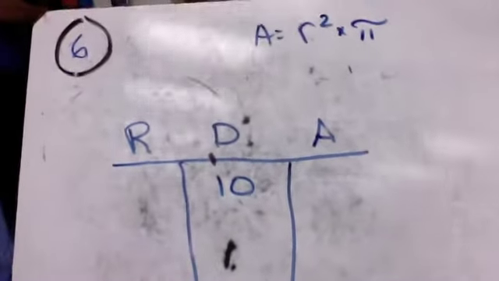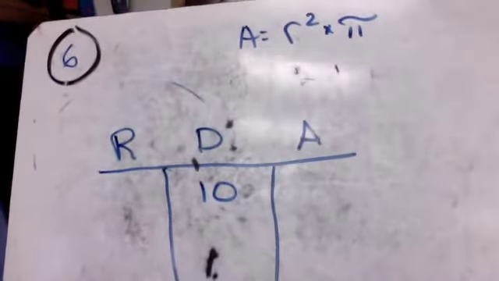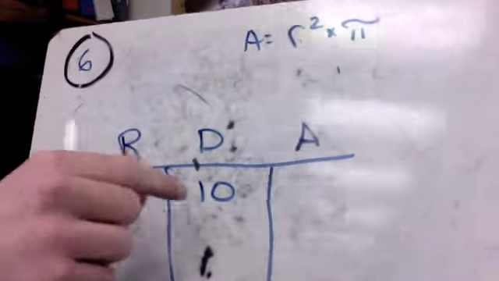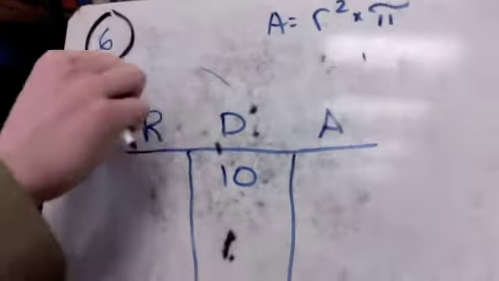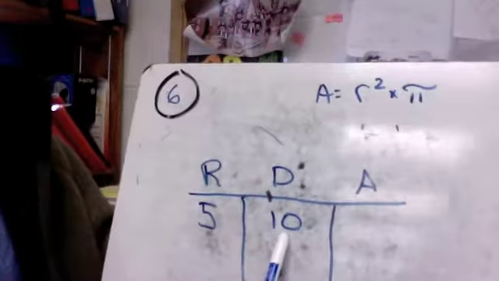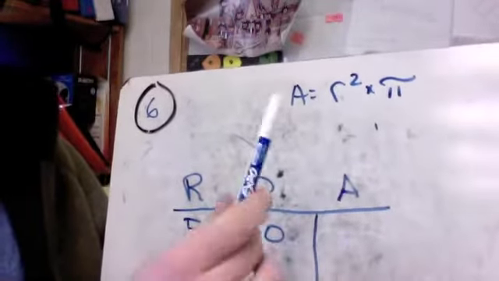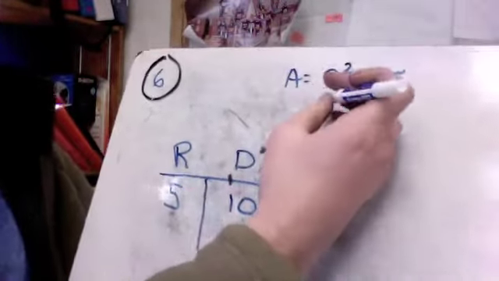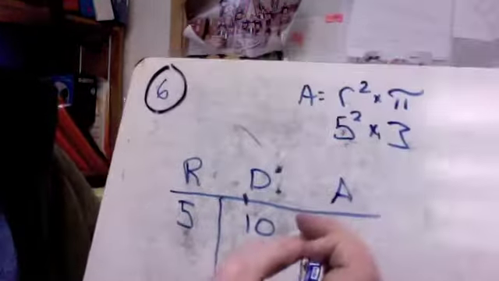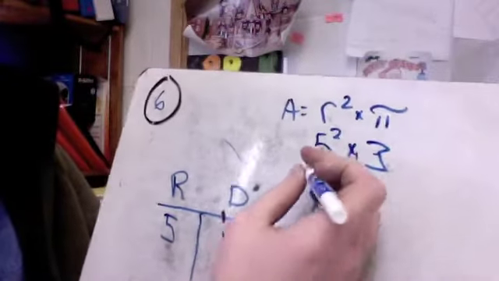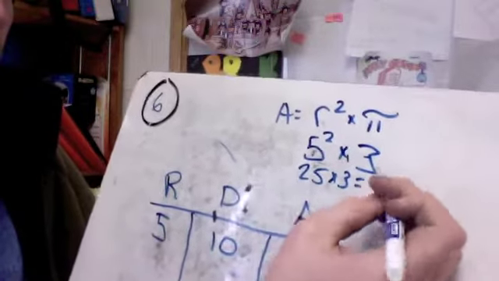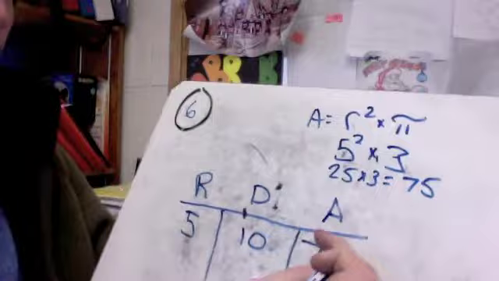All right, for number 6, we just need to fill in the blanks. For our circle, we've got a diameter of 10. Our diameter is all the way across, and the radius is halfway across, so the radius should be 5. Now the area of a circle is radius to the second power times pi. So my radius is 5 to the second power times pi, which we're using 3, and we've always used 3. 5 times 5 would be 25, times 3. 25 times 3 is 75. So our area is going to be 75.